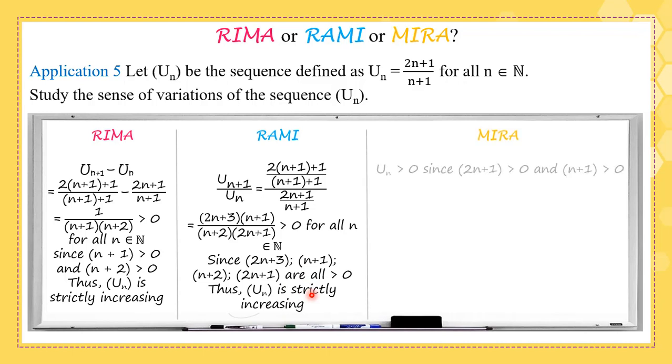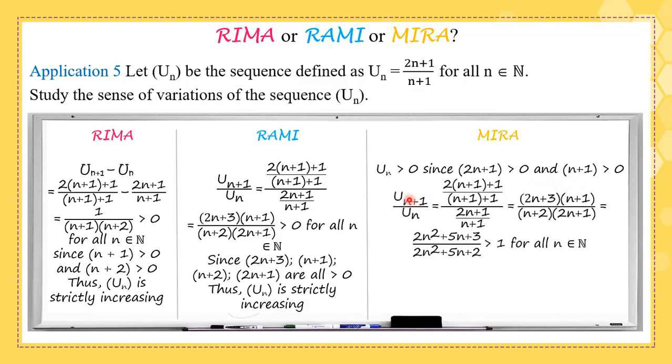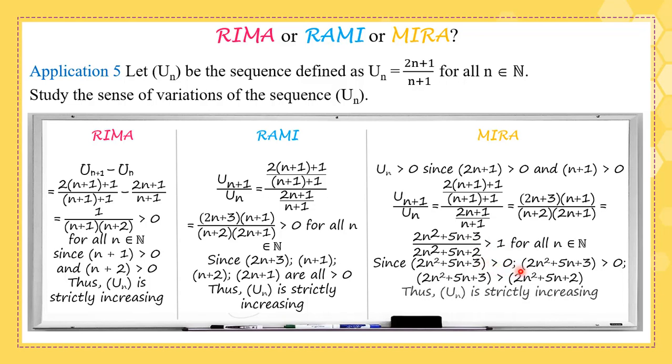And Mira said that Un is positive because 2n plus 1 is positive and n plus 1 is positive, and she found the quotient Un plus 1 over Un, and she compared it to 1, and this is greater than 1 because the numerator is greater than the denominator, and she concluded that Un is strictly increasing. Well, which method do you prefer? I think Rami's method is not correct because he compared the quotient to 0. Pay attention, we must compare the quotient to 1.